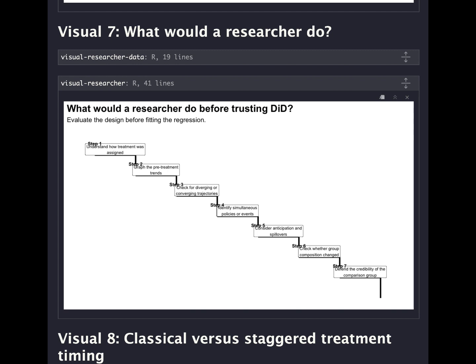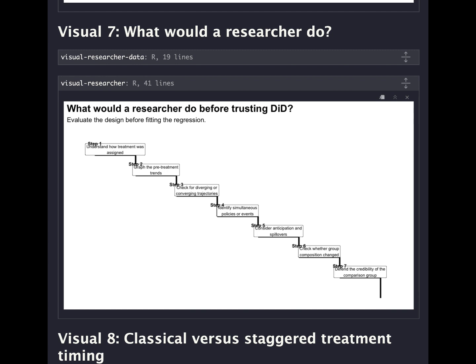Here's the recurring question: what would a researcher do? Before fitting the model, an applied researcher would ask, were the treated and comparison groups selected for reasons connected to future outcomes? Were the groups moving similarly before treatment? Did another policy or event occur at the same time? Could participants have changed their behavior before the official start date? Could the treatment have affected the comparison groups through spillover? Did the composition of either group change over time?